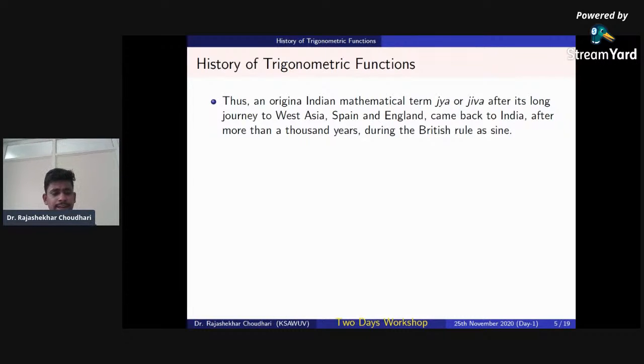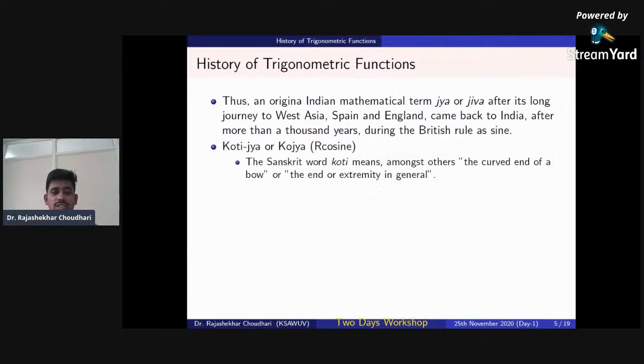function. And Indians not only defined the sine function, apart from that they also defined the other two trigonometrical functions, which is kotija. So this kotija is nothing but koja. It is also called koja, which is nothing but the cosine function. Okay, and the Sanskrit word koti means amongst the others, or it is also called extremity in general. Hence in trigonometry it came to denote the complement of an arc of 90 degrees.